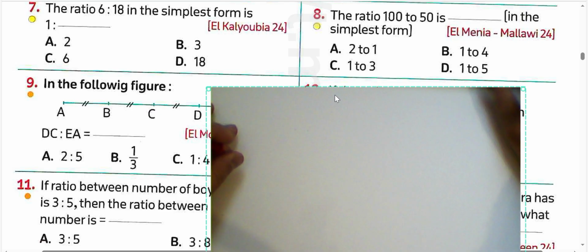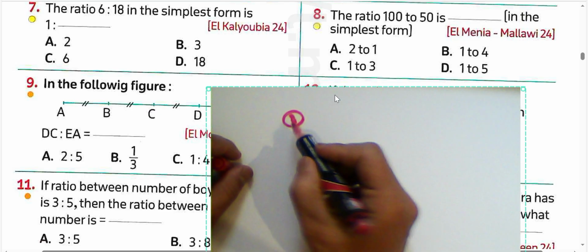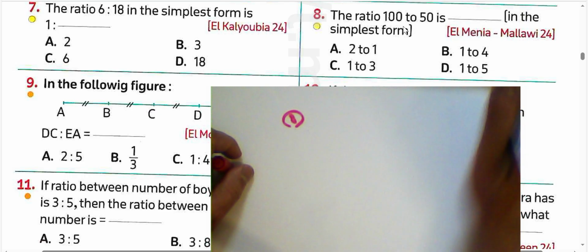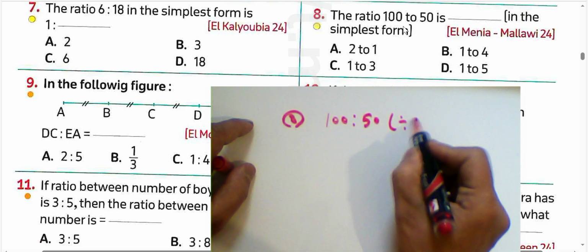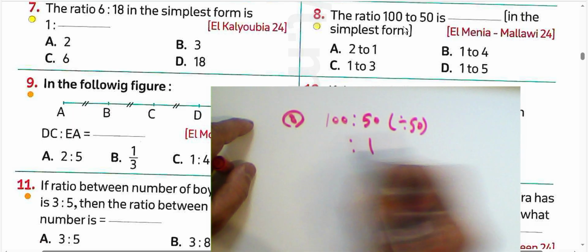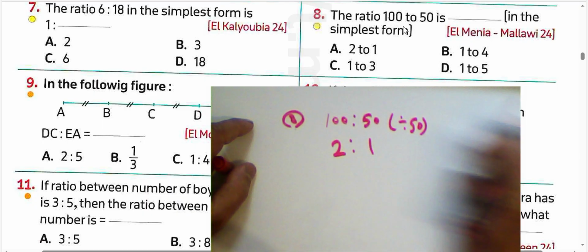Question 8. The ratio 100 to 50. You know, 50 is the highest factor between the two numbers. You can divide by 50. 100 divided by 50 equals 2. Then the result will be 2 to 1.